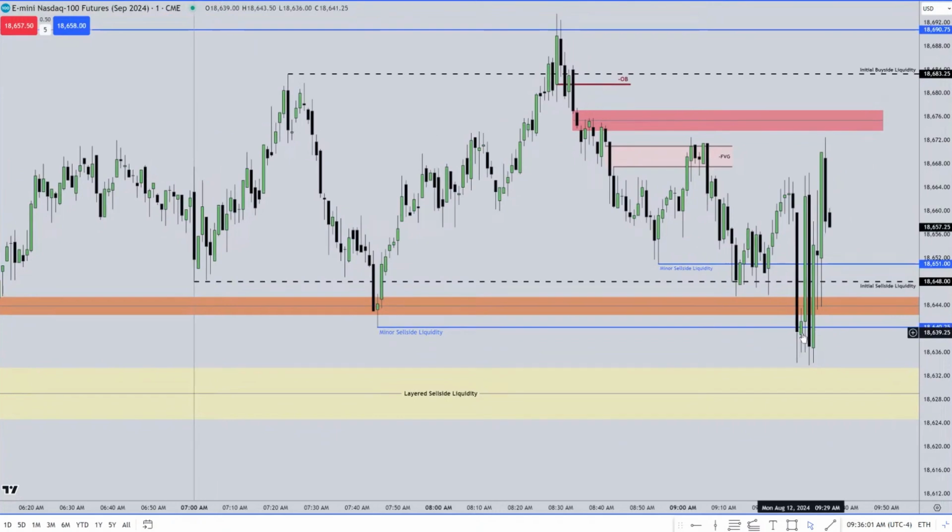So I'm interested in seeing, does it now want to go down below this area here, come back up, and then does it displace? It could do it, and it could do it so quickly and violently that it doesn't really give me a chance to get in it.